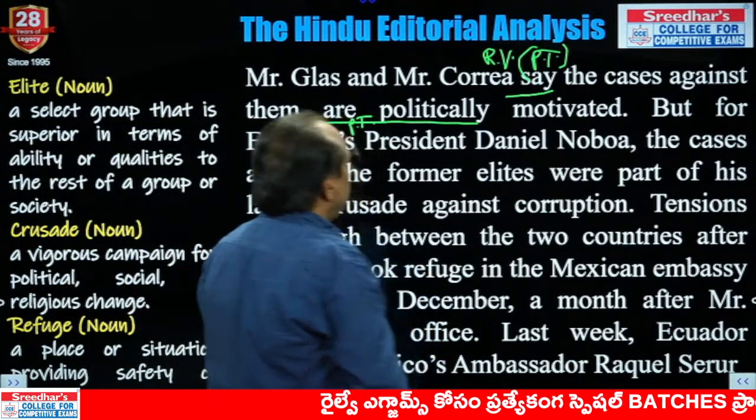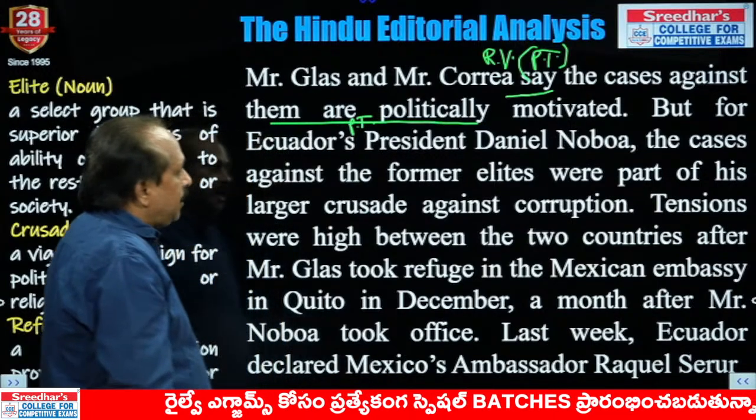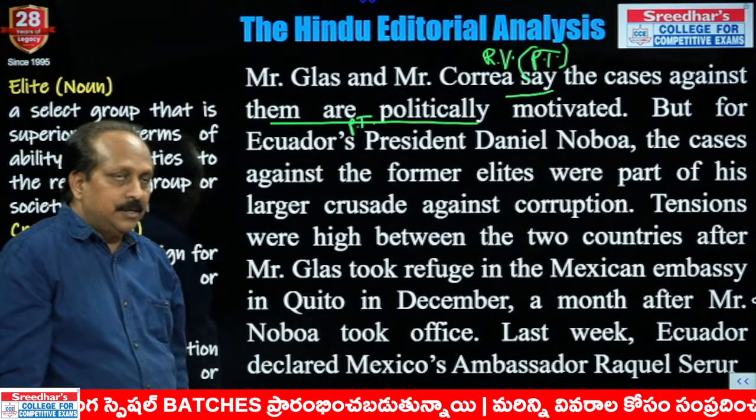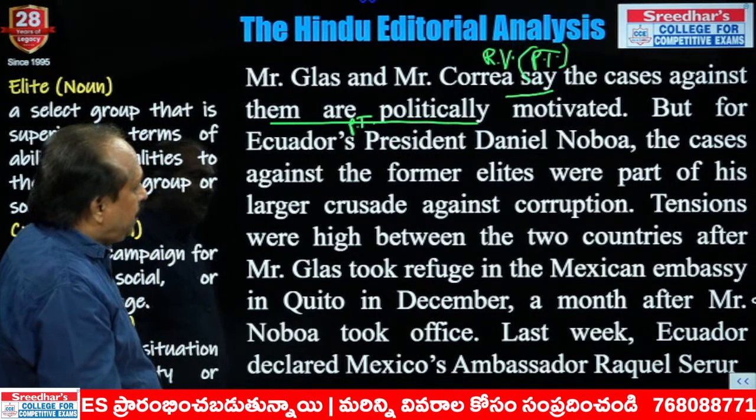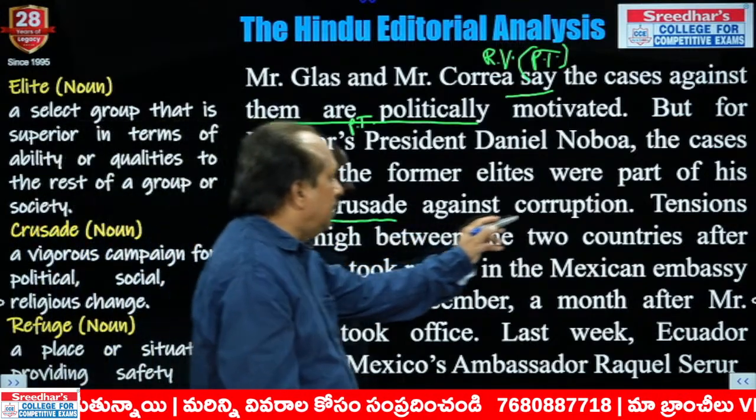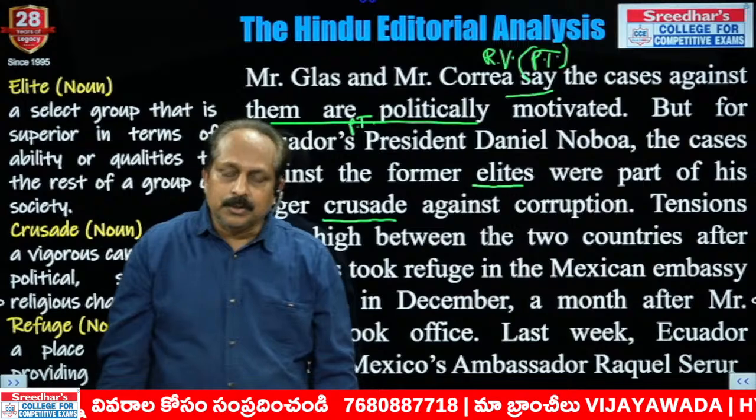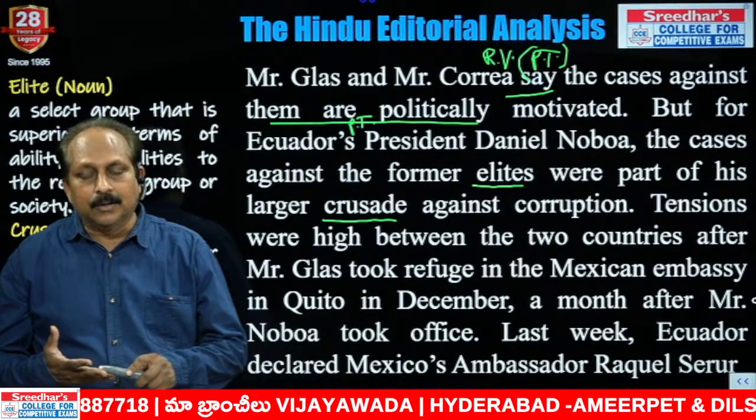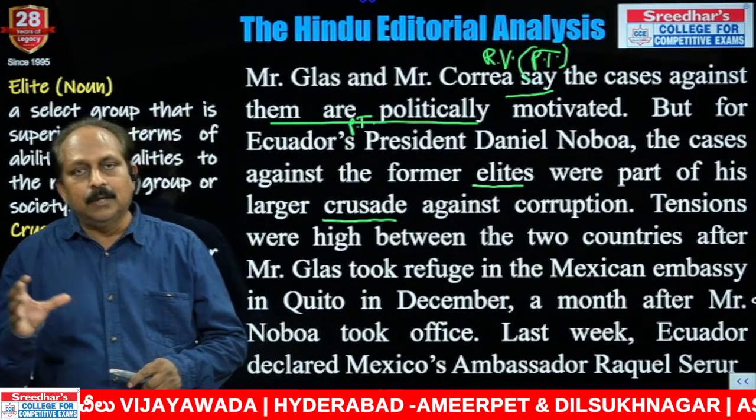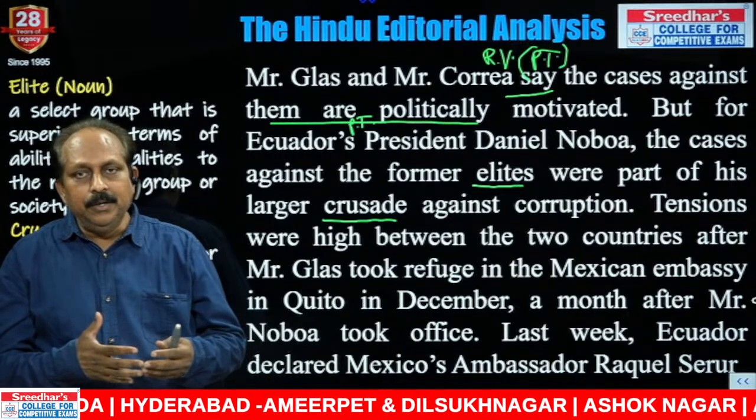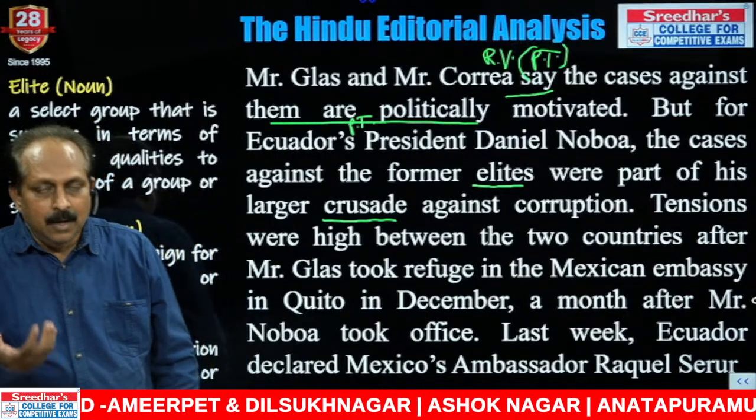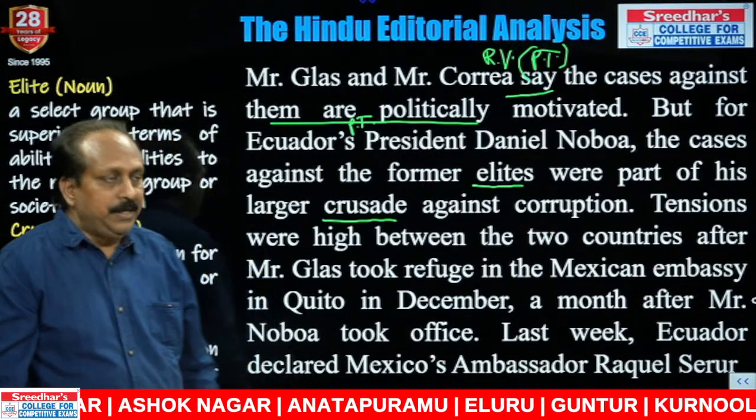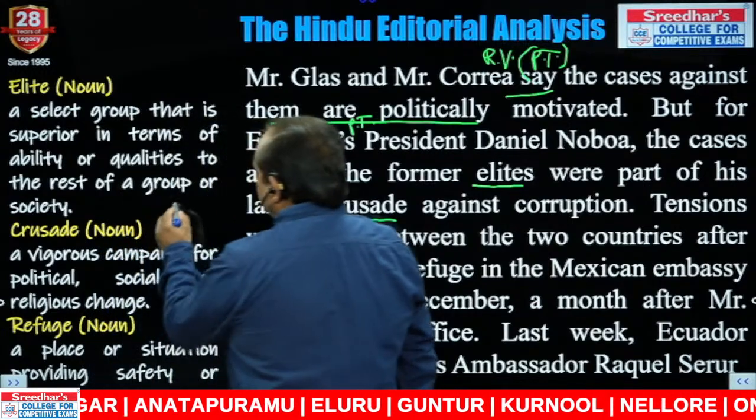Has not changed. But for Ecuador's president, Daniel Noboa, the cases against the former elite were part of his larger crusade against corruption. There are two important words here. If you take any society we have broadly three classes: the low class, the middle class, the high class. The high class, usually the rich and the famous, those who have the money and the power or the talent. We also use expressions like cream of the society. And there's one important word we use, that word is gentry.